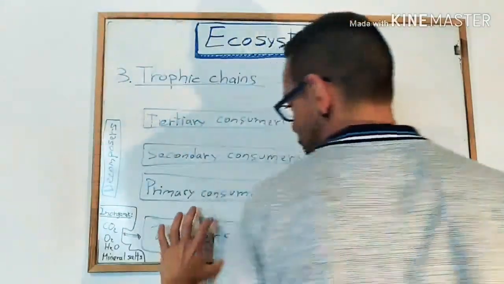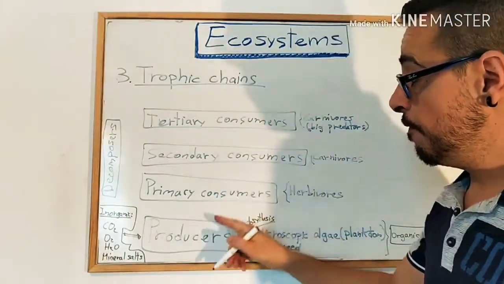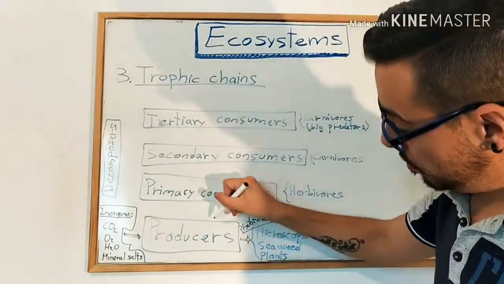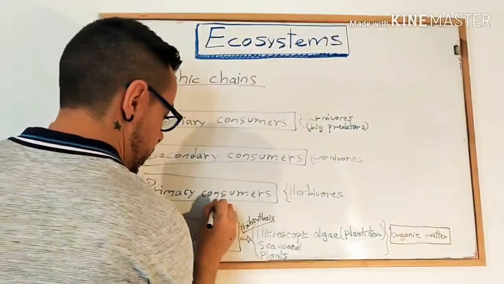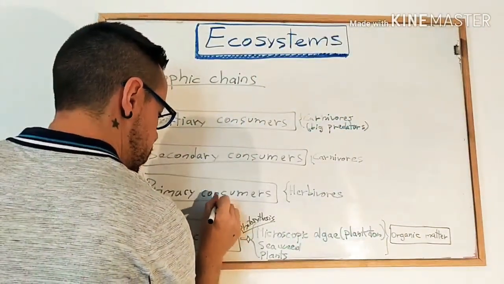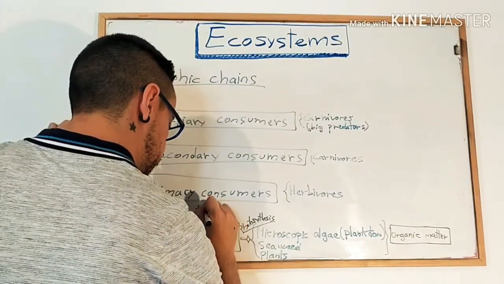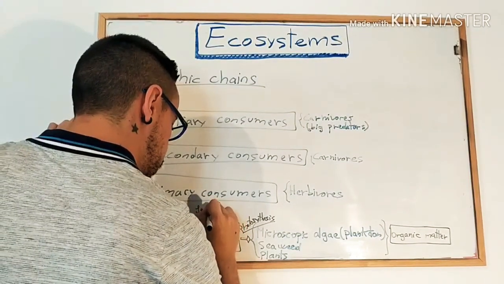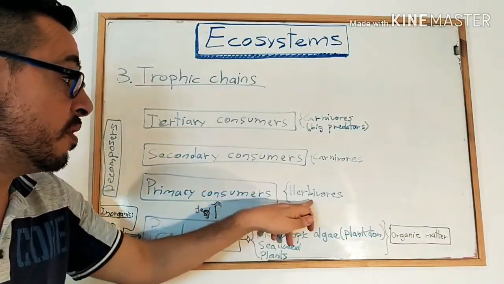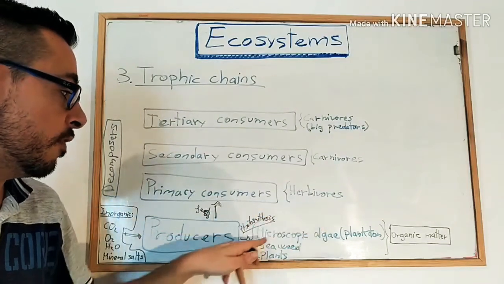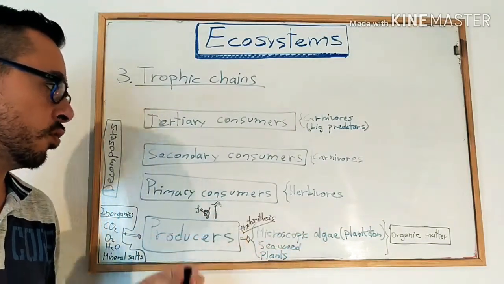Okay, the producers. Then, the primary consumers feed off producers. You put here the arrow and you write feed off. Primary consumers are the ones who feed off producers. They are herbivores. They feed off plankton, seaweed, plants, so they are herbivores.